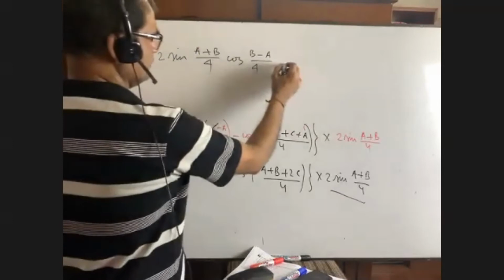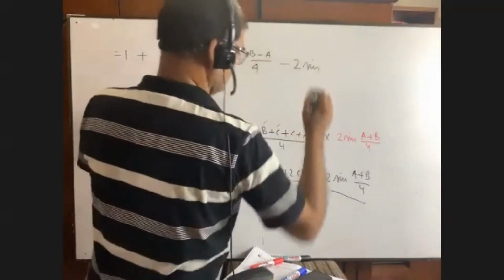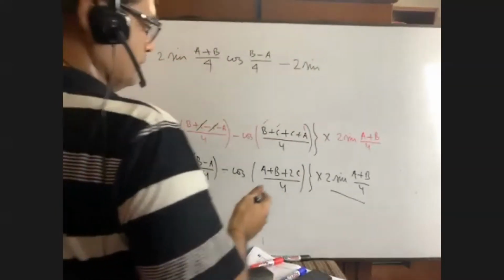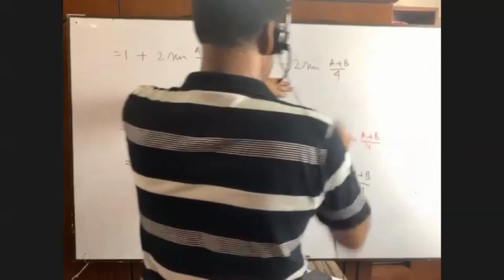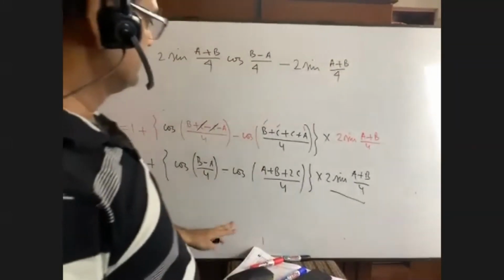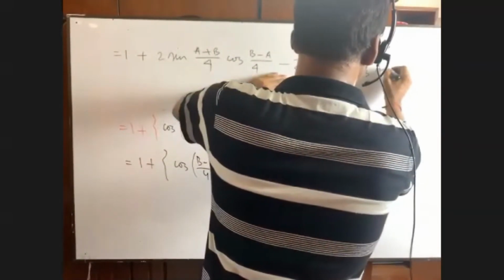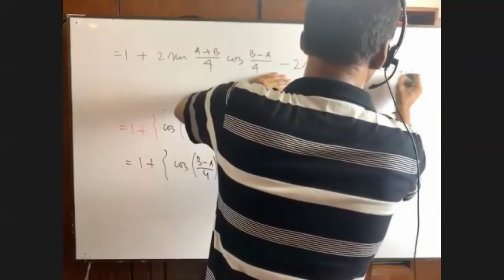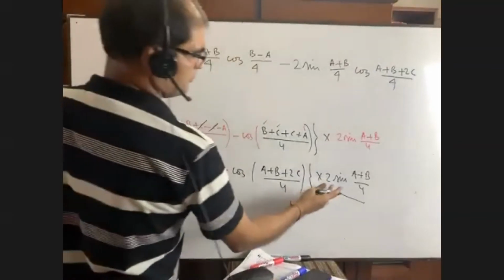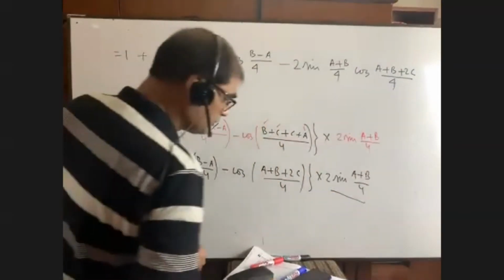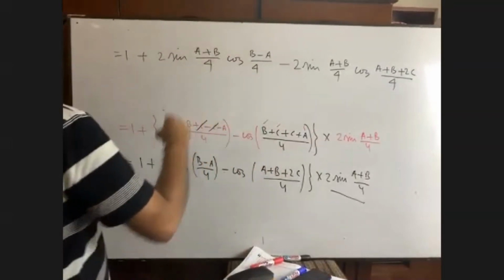Minus, we'll be left with 2 sine (A plus B) by 4, then this cosine (A plus B plus 2C) by 4. Actually, what I have done is I have multiplied all by 2 sine (A plus B) by 4. Please try to understand.